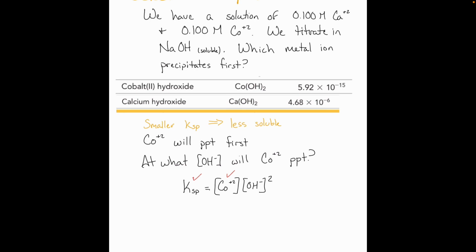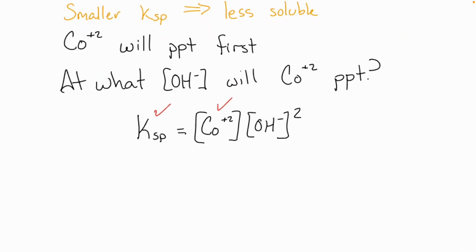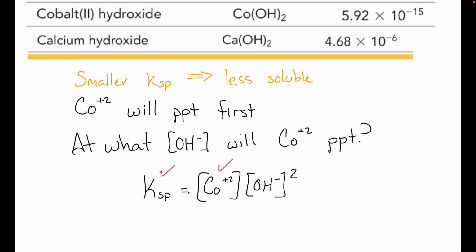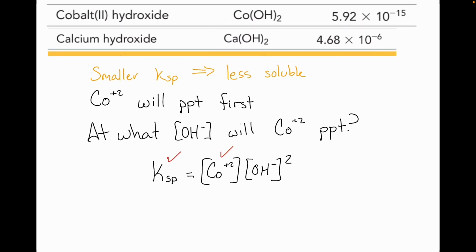I don't even need to do an ice table, right? I only got one missing variable in this problem, which is that concentration of hydroxide. So I'm just going to plug everything in and solve for that hydroxide ion concentration. Again, my KSP is 5.92 times 10 to the negative 15. My cobalt ion concentration was given in the problem as 0.100 molar. And what I don't know, I can leave as my unknown X, is that hydroxide ion concentration.